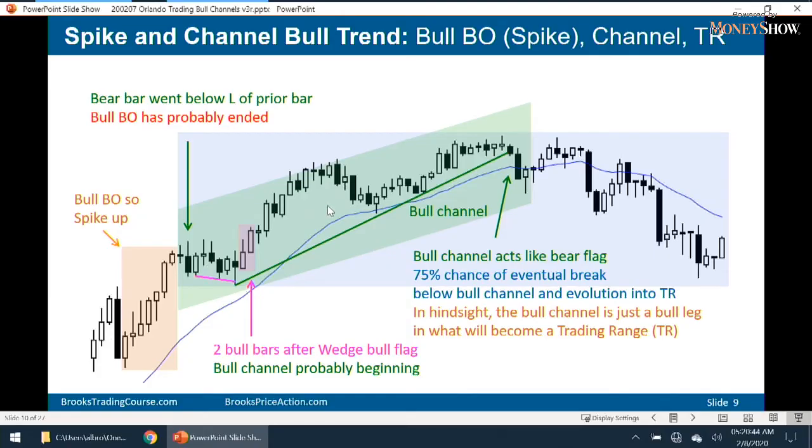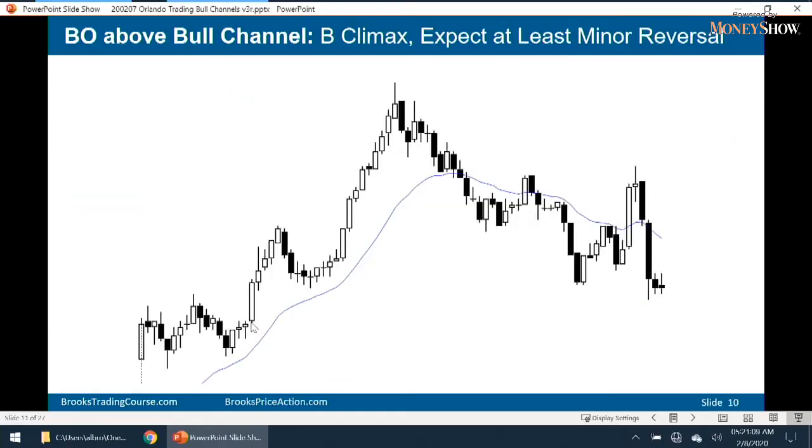So every bull channel that I see, I always assume it's a bull leg and what will become a trading range, even though as it's forming, it's still a bull trend. At some point, I'm expecting a bear swing that will reverse almost the entire channel. A lot of times it reverses the entire channel or even a little bit more. And then in hindsight, you'll look at this rally and you'll say that it was a bull leg and what was to become a trading range.